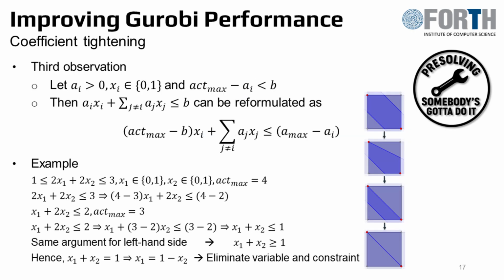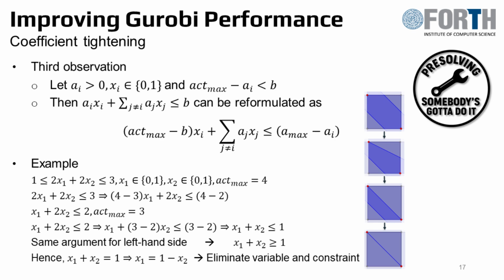Returning to our example, 2x1 plus 2x2 is less than or equal to 3. After tightening the bound of x2 to at most 1, the maximal activity becomes 4, not 5. Now observe that if x1 equals 1, then 2x1 already consumes 2 units of the right-hand side. That leaves at most 1 unit for 2x2, which is impossible unless x2 equals 0. Careful algebraic manipulation allows us to rewrite the inequality in a tighter form. Eventually, we obtain x1 plus x2 is less than or equal to 1.